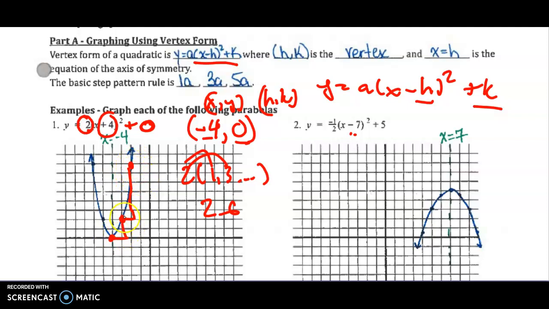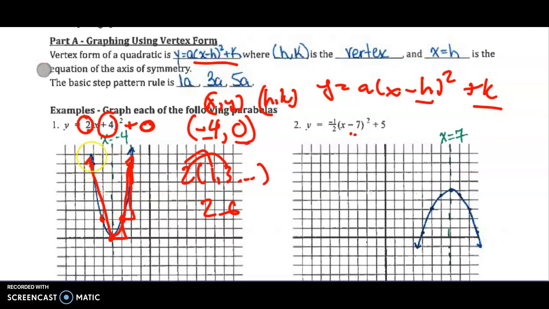So I have the vertex, I have this point, and before I connect, there's symmetry, obviously, in a parabola. I don't know if that's obvious, I should have said that, but there's symmetry in a parabola. So the points across here are symmetrical. This is to the right one, up 2, this is to the left one, up 2. So you just draw the mirrored points, and now you connect the dots.